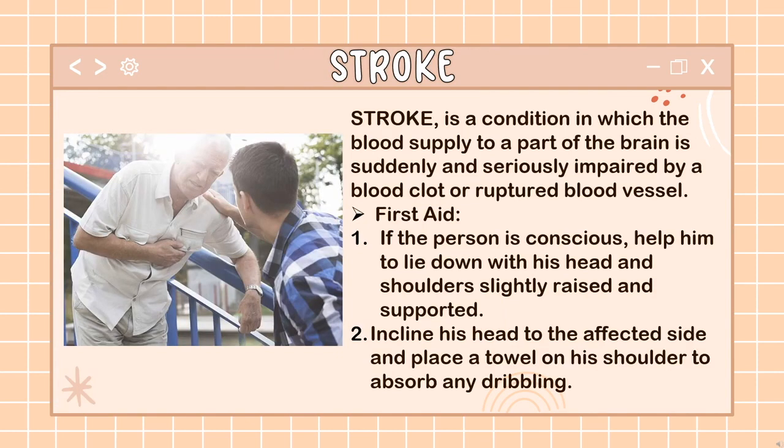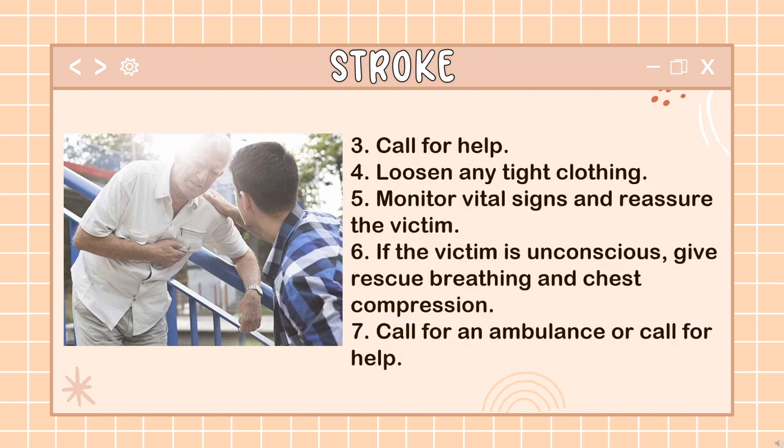Next one is stroke. Stroke is a condition in which the blood supply to a part of the brain is suddenly and seriously impaired by a blood clot or ruptured blood vessel. First aid: if the person is conscious, help him or her to lie down with his head and shoulders slightly raised and supported. Incline his head to the affected side and place a towel on his shoulder to absorb any dribbling. Next, call for help. Loosen any tight clothing. Monitor vital signs and reassure the victim. If the victim is unconscious, give rescue breathing and chest compression. Call for an ambulance or call for help.